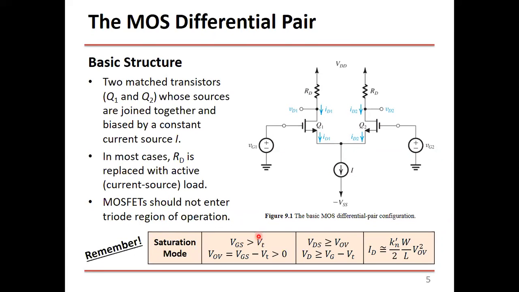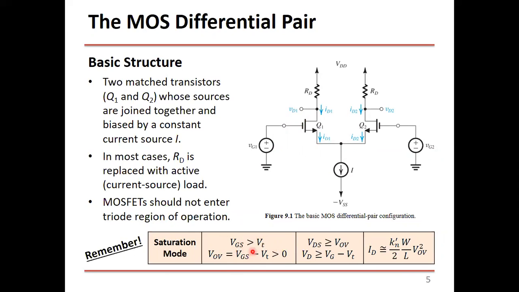If you recall from the introduction part, saturation region means these two conditions. First, VGS, so this is VGS, has to be greater than V threshold. You have to turn on this transistor. If VGS is less than V threshold, the transistor is off. So you have to have this condition here.